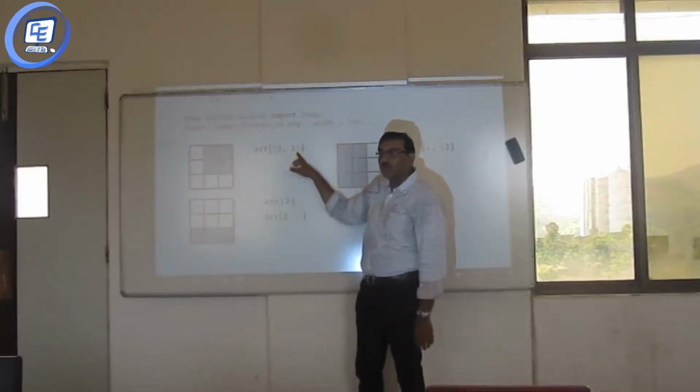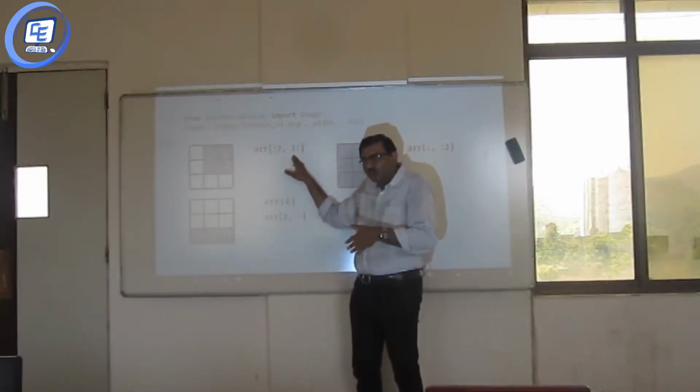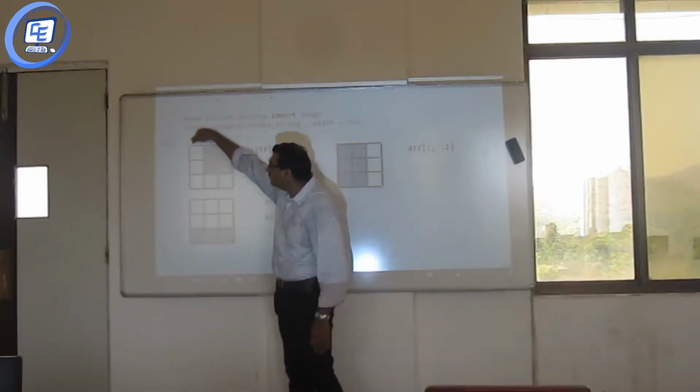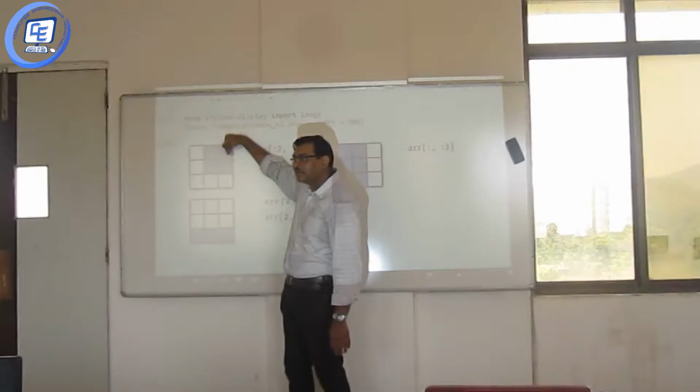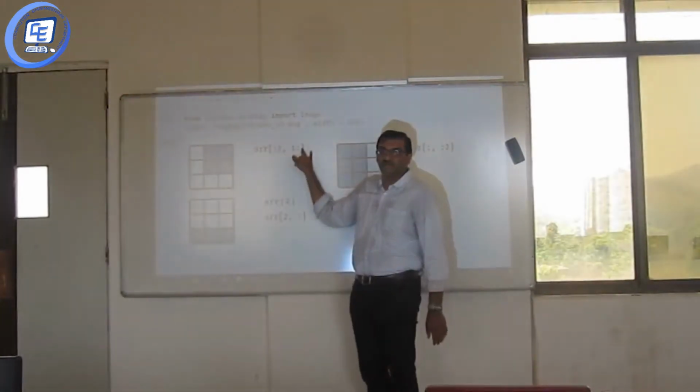Comma 1 colon: starting from column 1 till the end. Here we have column 0, column 1, column 2. So starting from column 1 till the end. So this part is this.